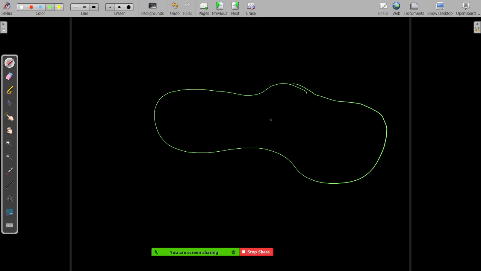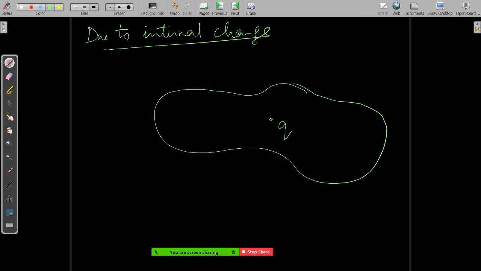Total flux through this surface in this region. So let's say we find it when the charge is inside the surface, due to an internal charge. Let's say a charge q is kept here inside, and there are no other charges here. And we just take a surface here.